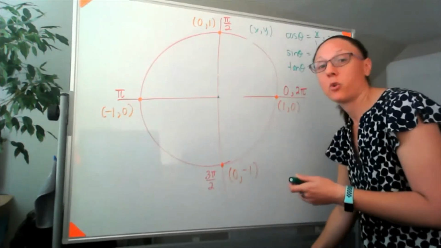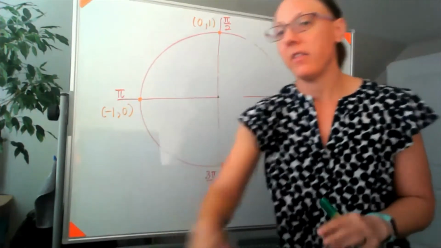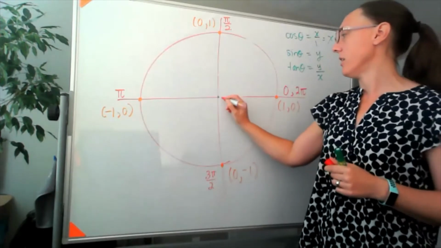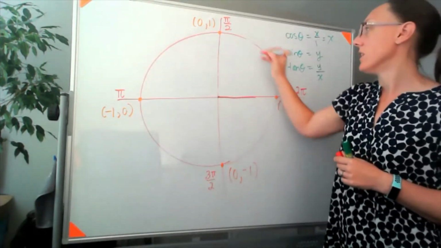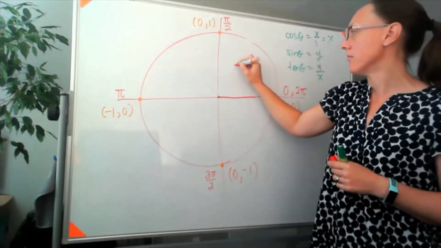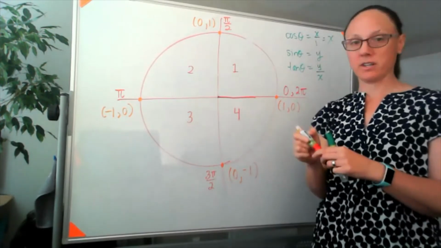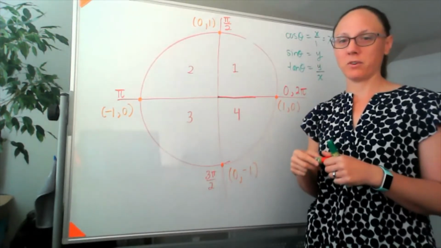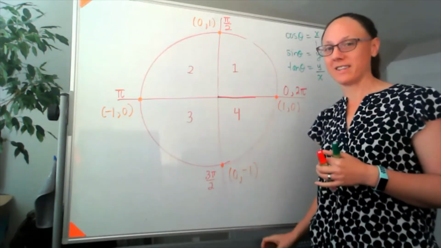Now I mentioned quadrants, and we label our quadrants in the counterclockwise direction as we're building our angles out. So this is the first quadrant, the second quadrant, the third quadrant, and the fourth quadrant. And usually we write them with Roman numerals, but I'm being lazy today. So 1, 2, 3, 4 in terms of the quadrants.